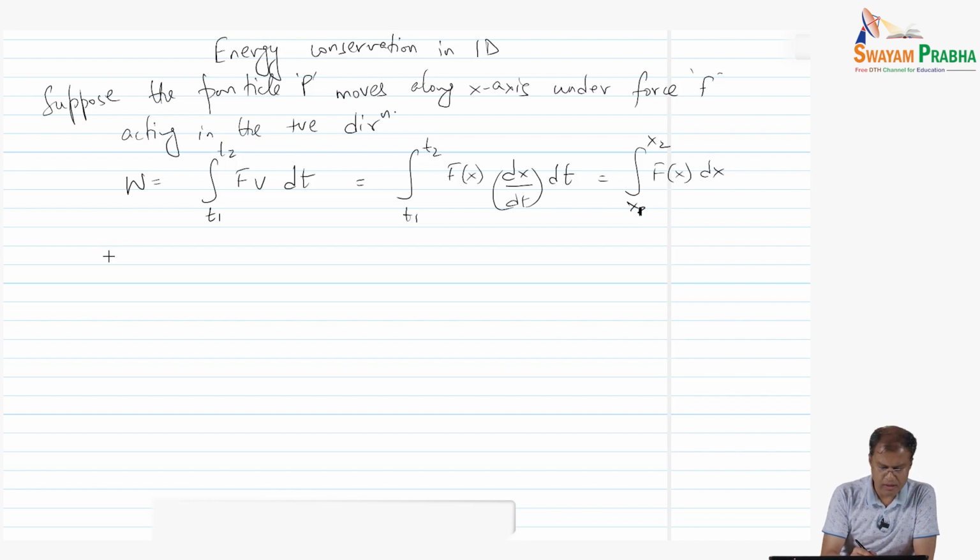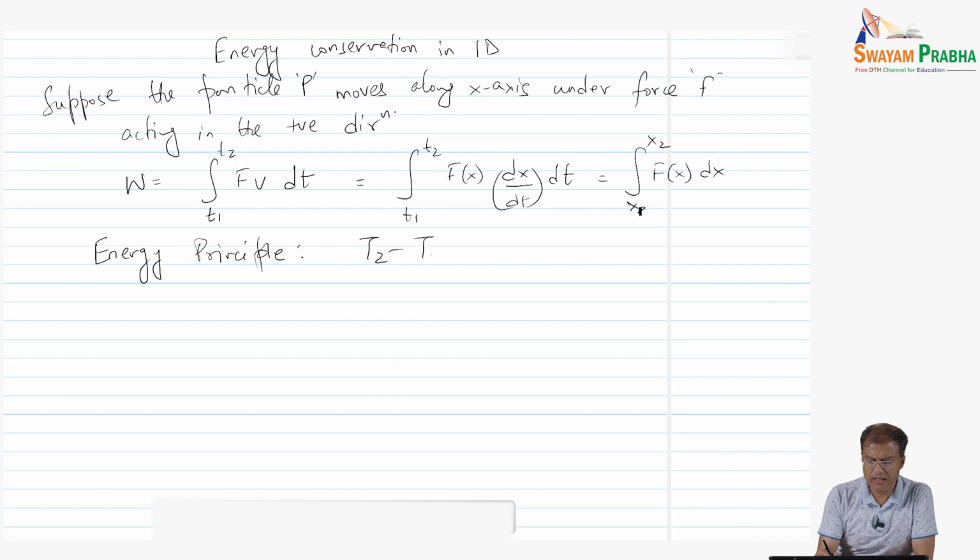So what we have found is, to begin with, our energy principle was as follows, what we saw in the previous module, that the change in the kinetic energy T2 minus T1 is equal to the work done by the particle, which is integral from x1 to x2 f of x dx. Okay. Now let us say a bit more, let us give a bit more information about this force F.